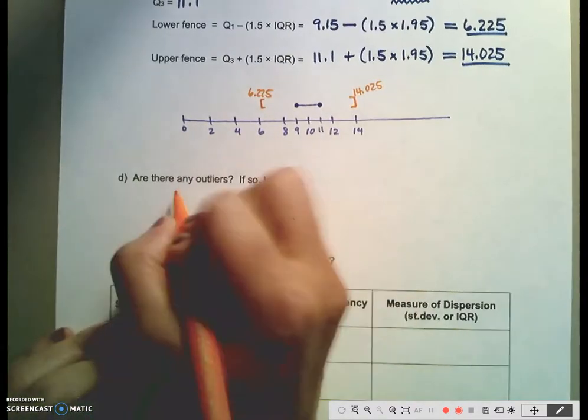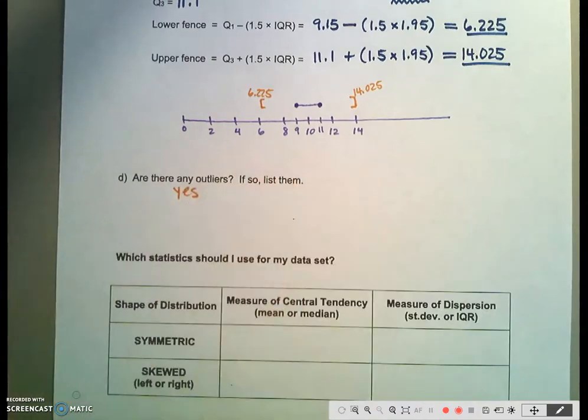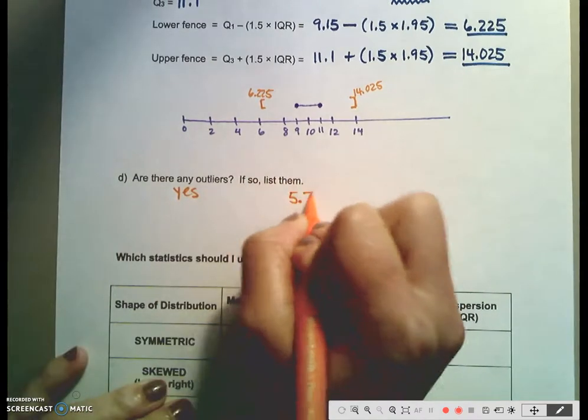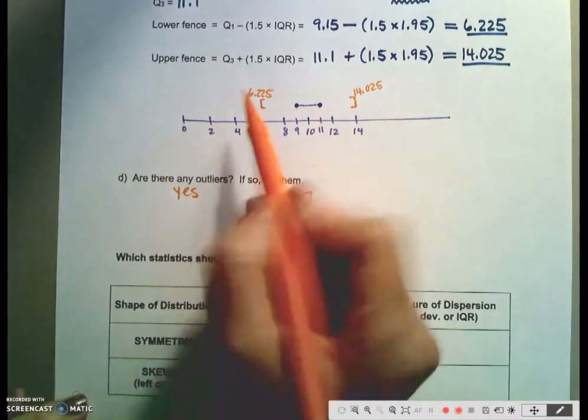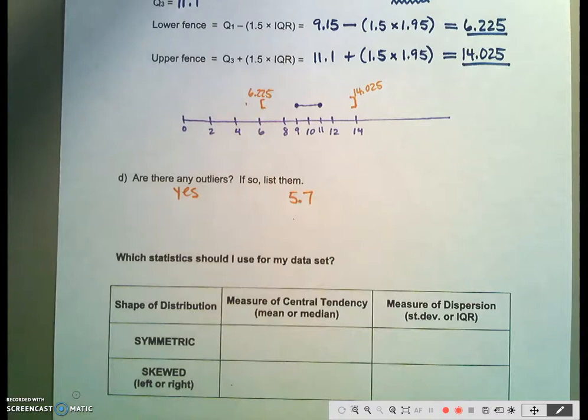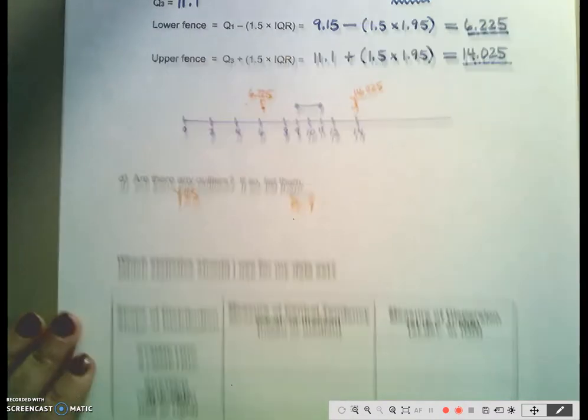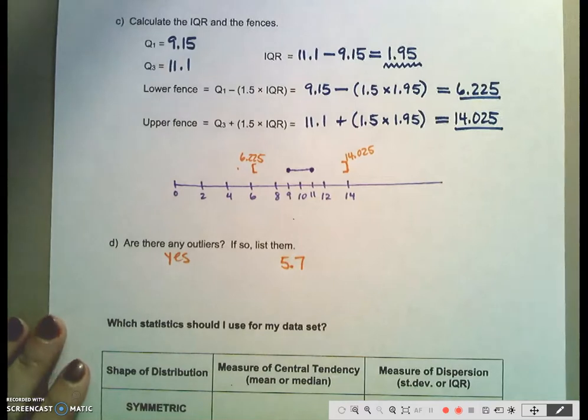So are there outliers? Yes. List them. 5.7. That was the only one that we had that was an outlier, because 5.7 would be over here outside of our fences. Okay, so that's how you calculate fences, and that's how you figure out if you have any outliers.